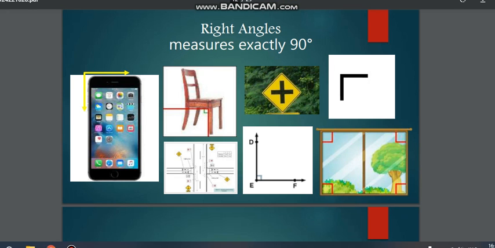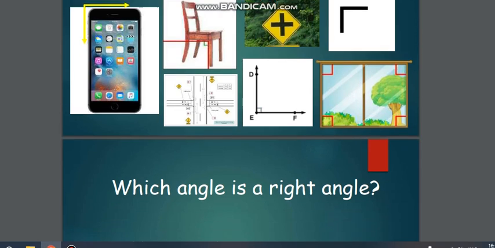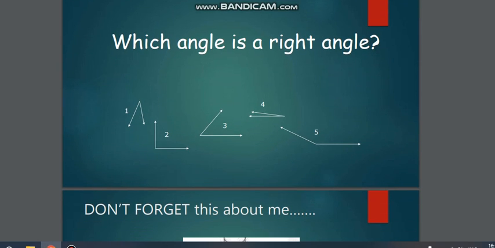So here you see other examples of right angles in real life. It measures exactly 90 degrees. It may be our mobile phone in our hands, or maybe the right-angled streets in our cities, or the corners of our rooms, classrooms at college, right? And so on. Which angle is a right angle? We can see that only the second one is a right angle.